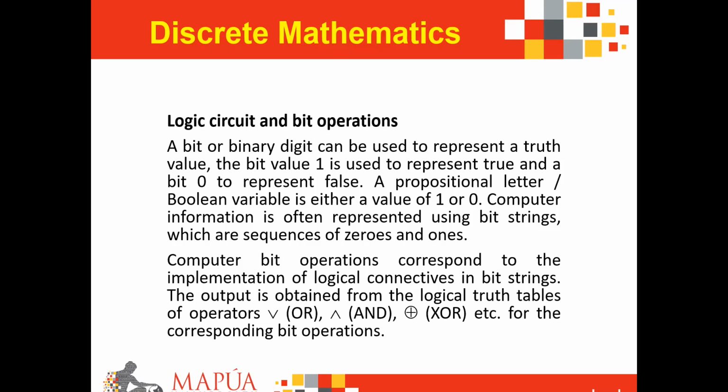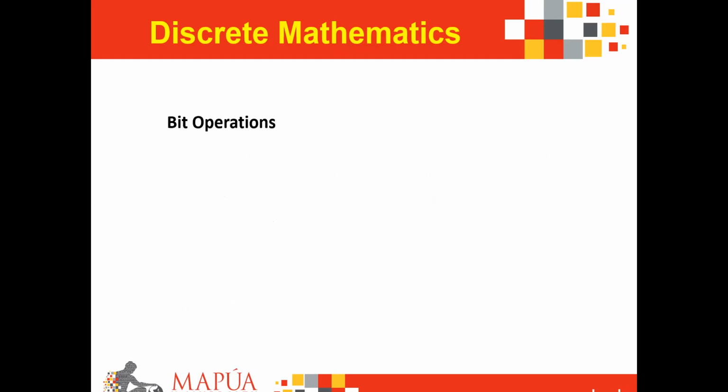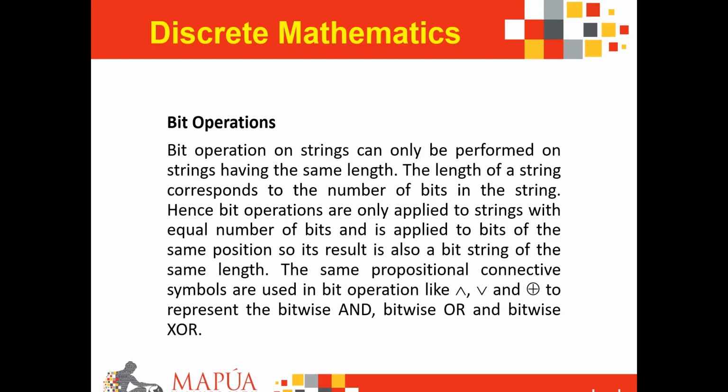Computer bit operations eventually correspond to the implementation of your logical connectives in bit strings. The output is obtained from the logical truth tables of operators like OR, AND, XOR, etc., for the different corresponding bit operations. Bit operation on strings can only be performed on bit strings having the same length. The length of a string corresponds to the number of bits in your given string. Hence, bit operations are applied only to strings with an equal number of bits and are applied to bits of the same position. So, its result is also a bit string of the same length.